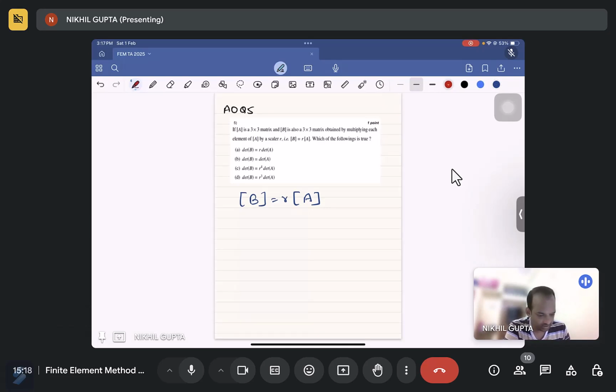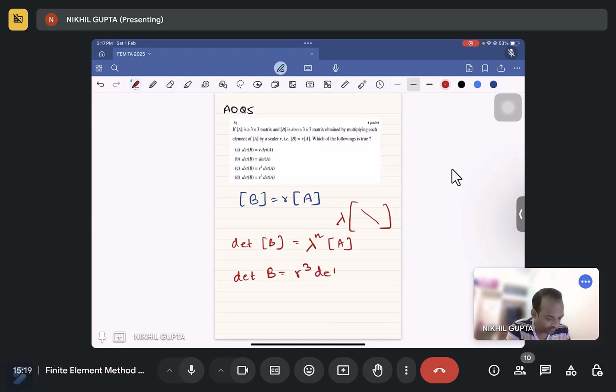Okay, but the answer should be option D, no? It should be option D. Yes. So why will it be option D? Let's take a matrix like this, and if you multiply by a lambda, some constant, it will be like this. There is a property which says that when we take the determinant of a matrix, the scalar gets the power of the matrix dimension. So here the option will be determinant of B equals R cube times determinant of A.